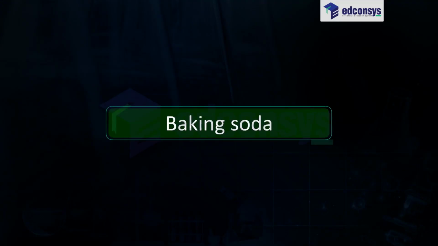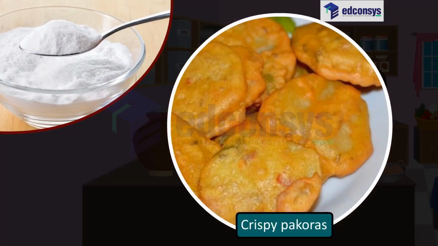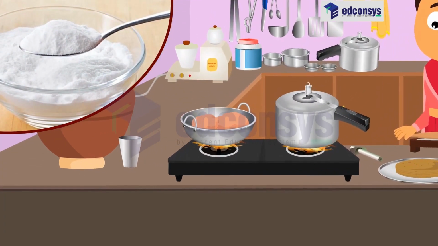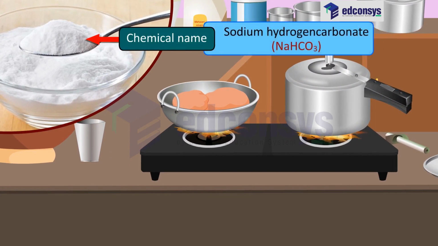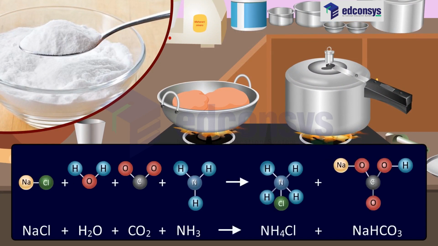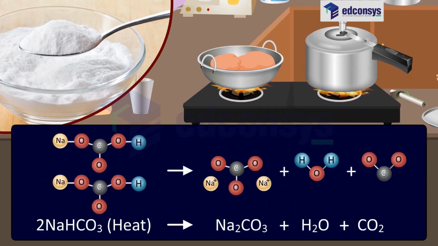Baking soda. The soda commonly used in the kitchen for making tasty crispy pakoras is baking soda. Sometimes it is added for faster cooking. The chemical name of the compound is sodium hydrogen carbonate. It is produced using sodium chloride as one of the raw materials. The following reaction takes place when it is heated during cooking.